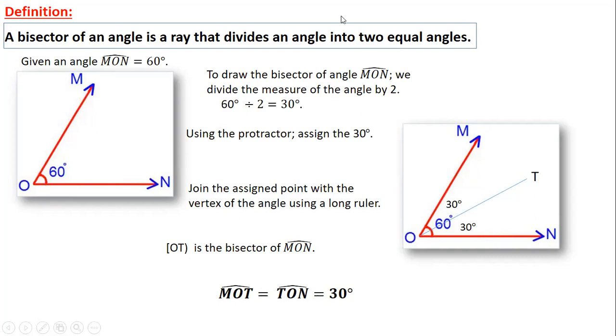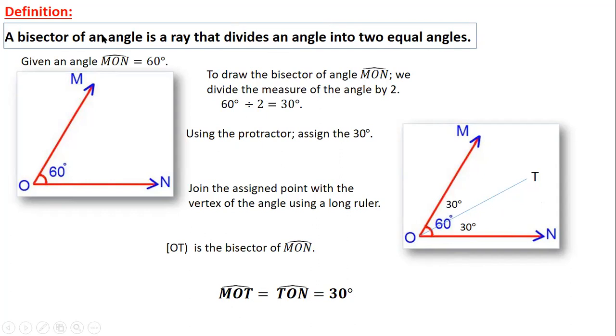I want to ask if any of you knows the answer. Can you tell me what pair of angles are MOT and TON? What kind of pairs, Samia? Yes, they're adjacent, because they have the same vertex O and they have a common side OT. Whenever you draw a bisector of an angle, you will get two adjacent angles. They are equal because, as the definition says, the bisector of an angle is a ray that divides an angle into two equal angles.